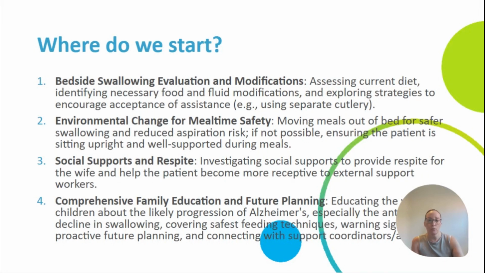The most impactful long-term action, though, will be to provide comprehensive education for his wife and children about the likely progression of his Alzheimer's, particularly with the expected decline in his swallowing. This will involve teaching them the safest feeding techniques, educating them on the signs to look out for, and proactively discussing future planning, including connecting them with support coordinators or other agencies if they're not already connected. We need to plan now for the likely further degeneration of Stephen's swallowing over time to ensure that his family is equipped to provide the best possible support for him between speech pathology sessions.